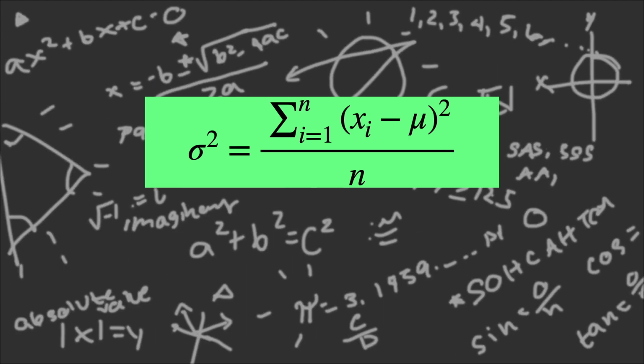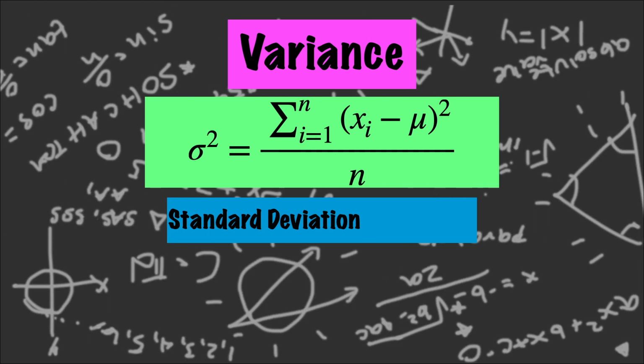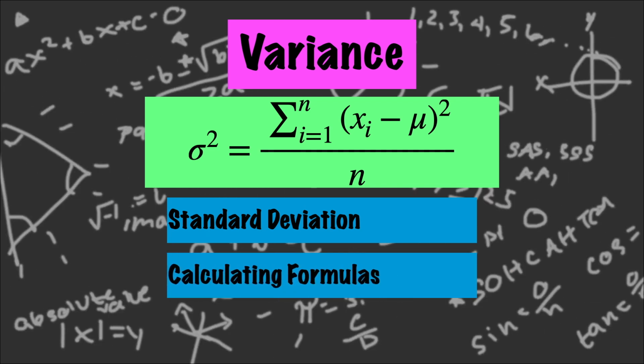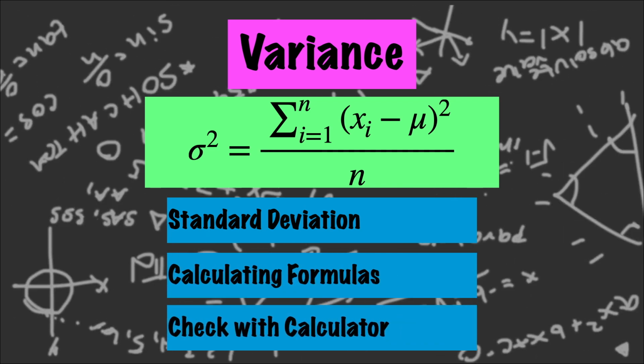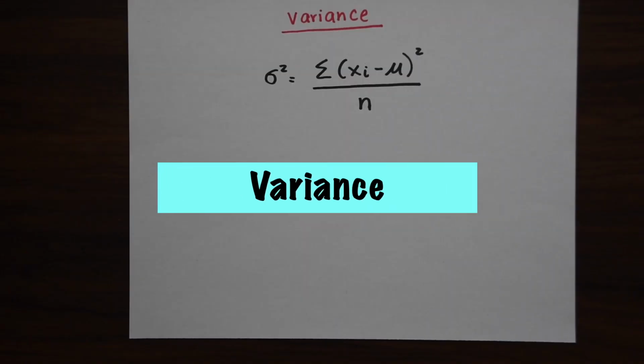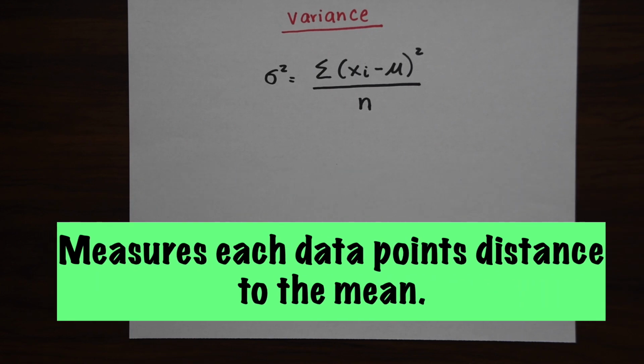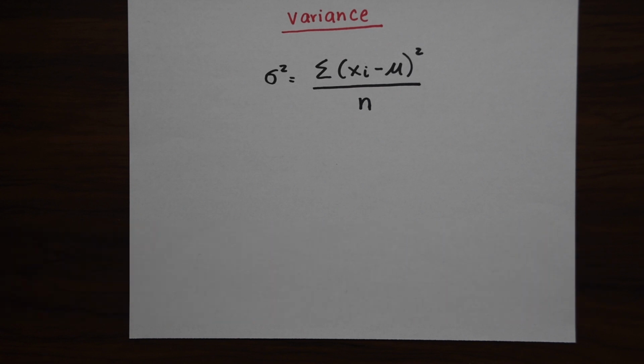In this video we're going to find the variance and the standard deviation of a given data set by using the formulas and by checking with a calculator. So what is variance? The variance represents the spread of data, or the distance each data point is from the mean. When we have multiple observations in our data, we want to know how far each unit of data is from the mean. So let's first look at the formula before we look at any questions.